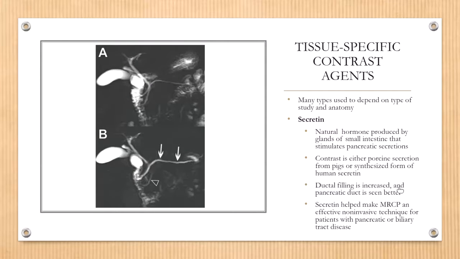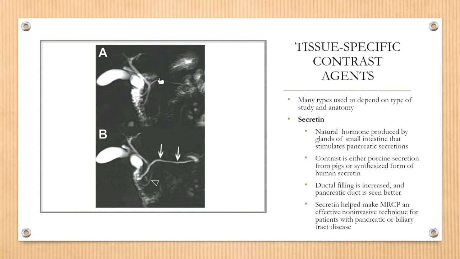Now, the contrast that we can use in MRI can either be a synthetic form of the human secretin hormone, or we can utilize porcine secretions from pigs and inject those into the patient. Of course, they would have to be compounded into some type of agent that was safe for the patient. So secretin pretty much increases the ductal filling, and therefore the pancreatic duct is seen better. We are using secretin primarily for the pancreatic duct, as well as possibly the common bile duct. When we're using it in MRCPs, we're able to identify a much clearer image of the structures.